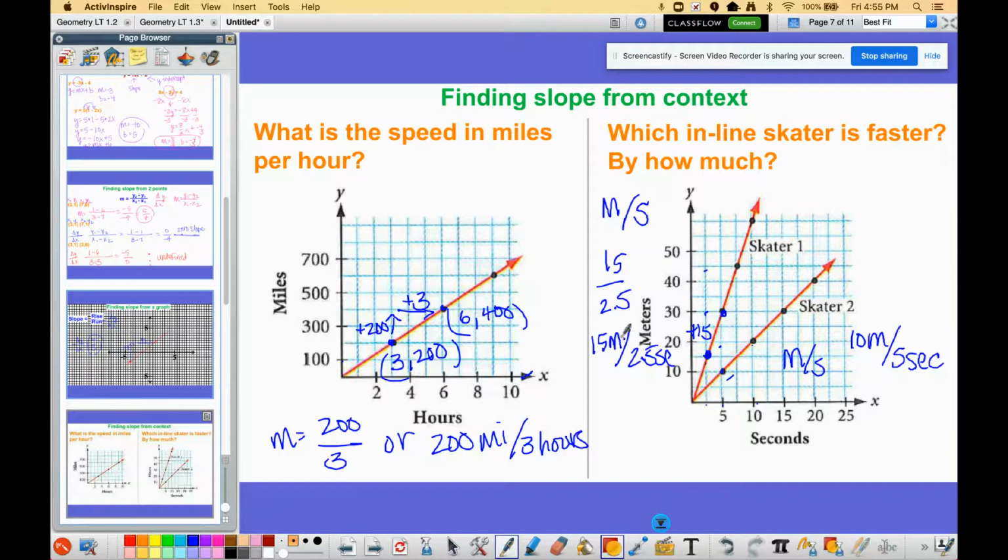Well, that's kind of hard to compare, but let's think about proportionality. If I wanted to know how far skater 1 goes in 5 seconds, they went 15 meters in 2.5. That would mean they go 30 meters in 5 seconds. So it sure looks like they are faster.